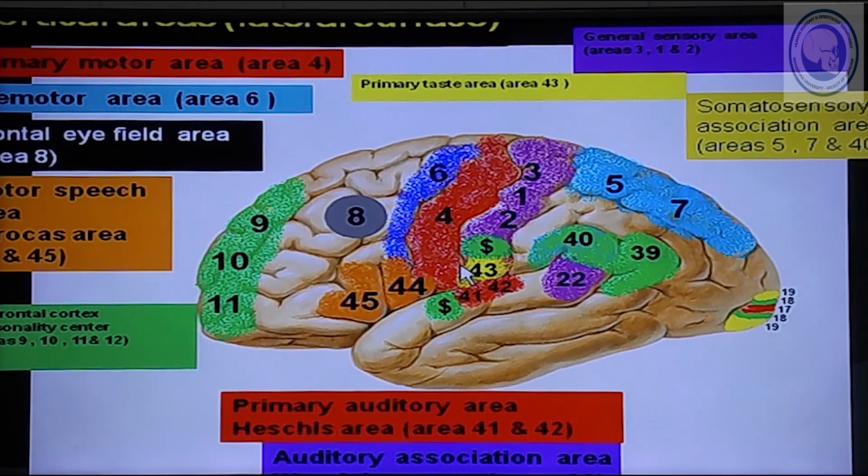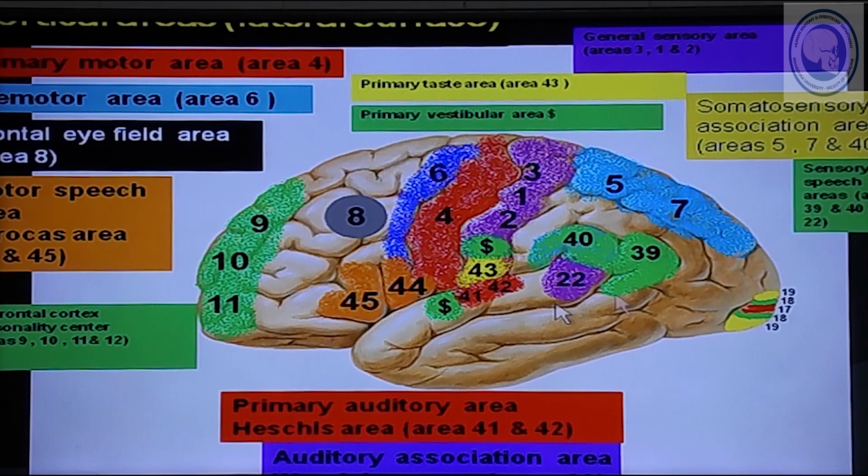What about the primary taste area, area 43? It is present in the lower part of the postcentral gyrus, together with the vestibular area, also on the same side. And finally, what about the sensory speech areas?